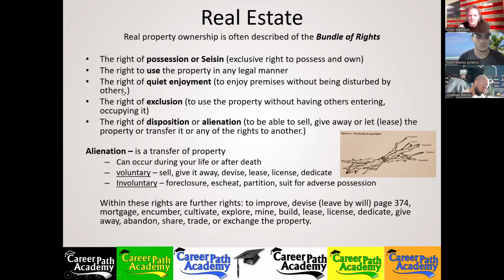Let's first go over this. The bundle of rights is the right of possession or seisin. That's the exclusive right to possess and own the property. The right to use the property in any legal manner. The right of quiet enjoyment. That's to enjoy the premises without having to worry about being disturbed by others.